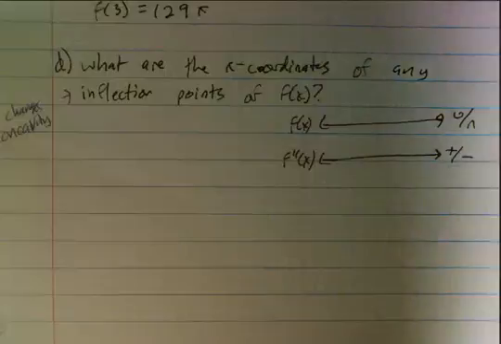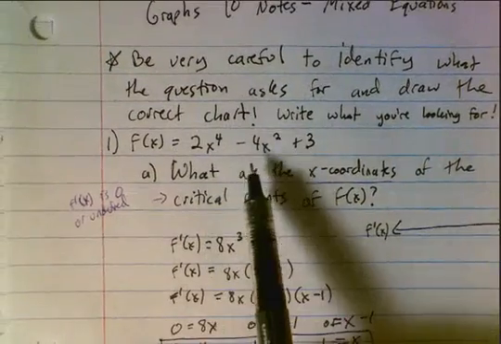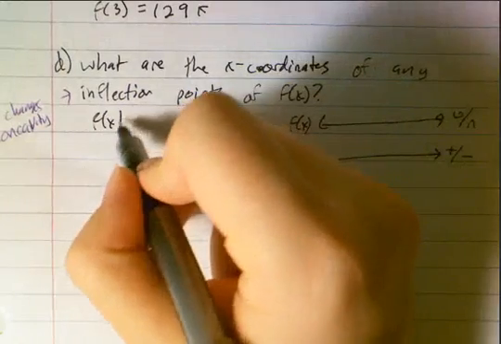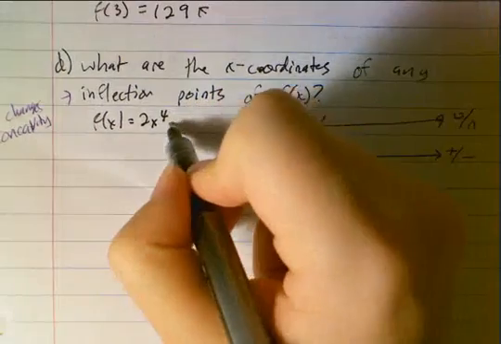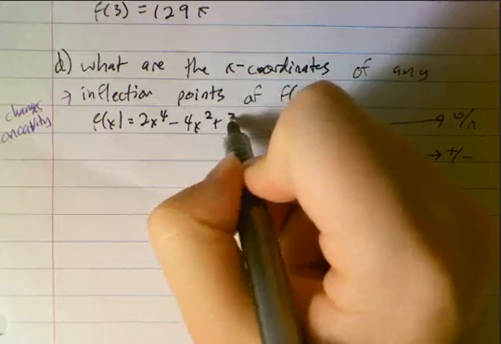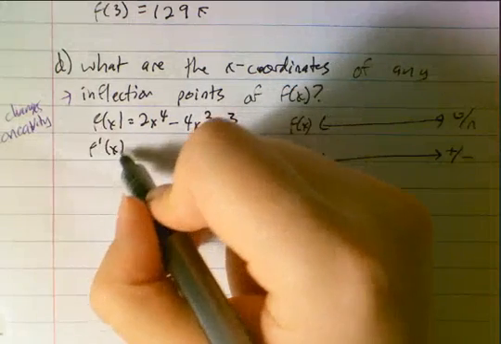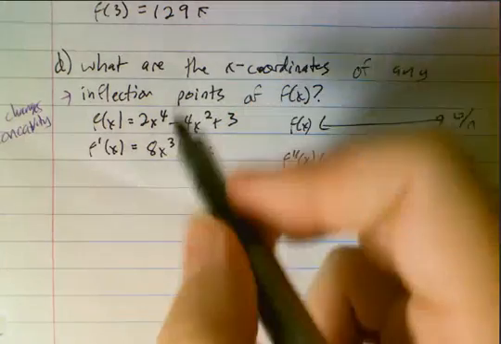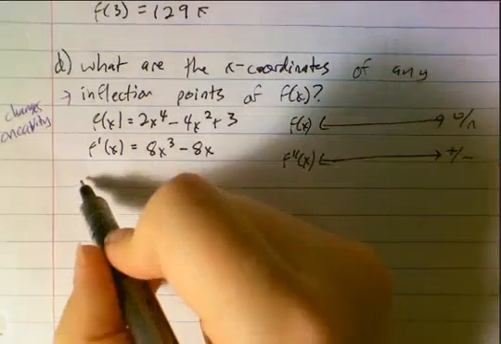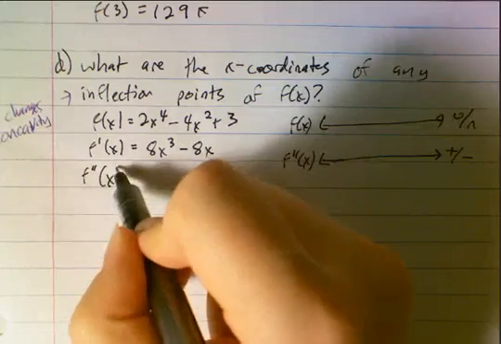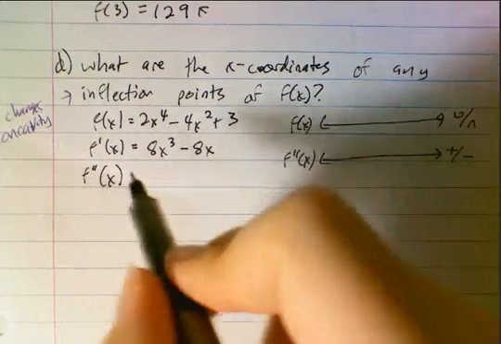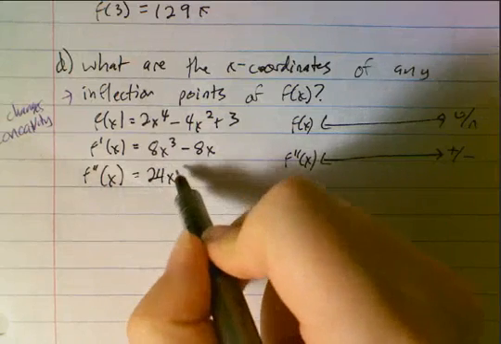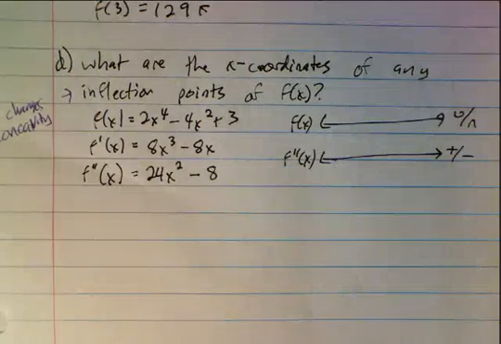So if I look back here, I'd gotten f of x, I'd gotten f prime, so let's just write those out again. f of x is 2x to the 4th minus 4x squared plus 3, and I'd found that f prime was 8x cubed minus 8x. So one more time, f double prime of x, we're going to bring down that 3, 8 times 3 is 24x squared minus 8.